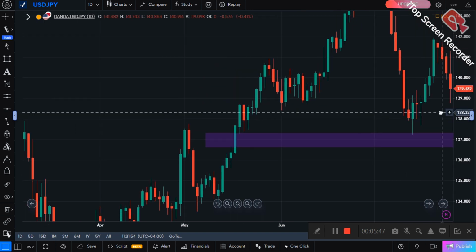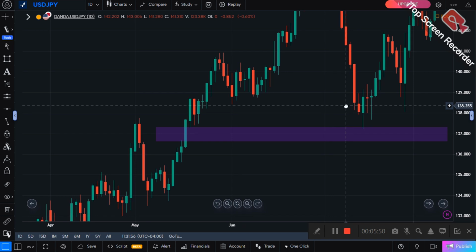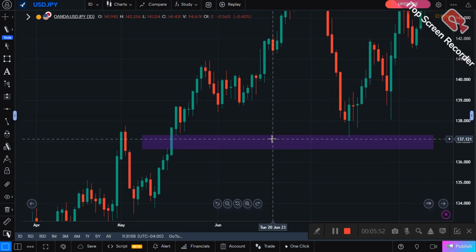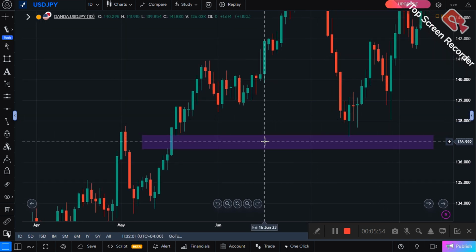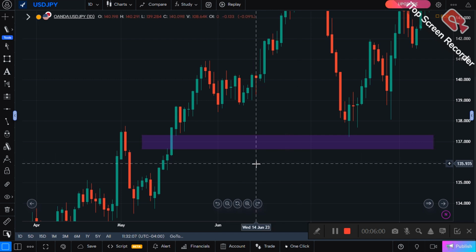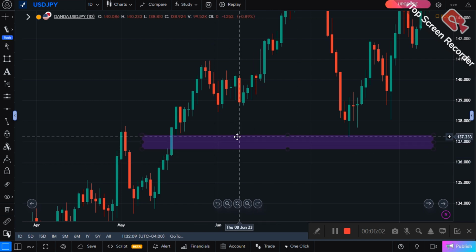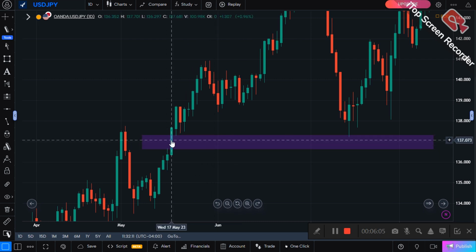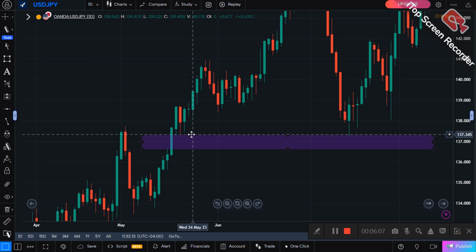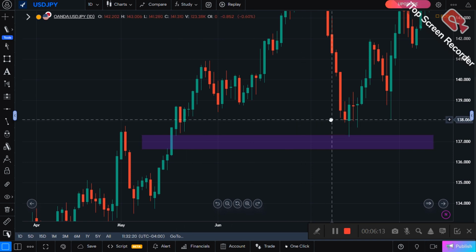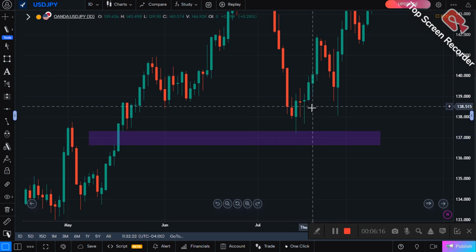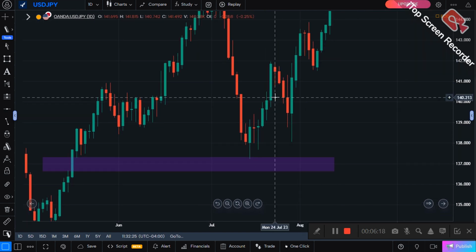So make sure that the valid fair value gap must be unmitigated. What do I mean by that? What is meant by mitigated? It means not touched before. This candle just a little bit closed this fair value gap, but it's not touched, folks. Once they touch it one time, boom.